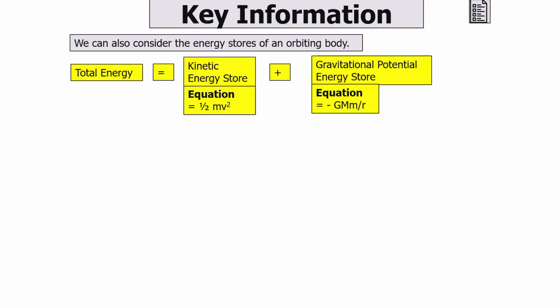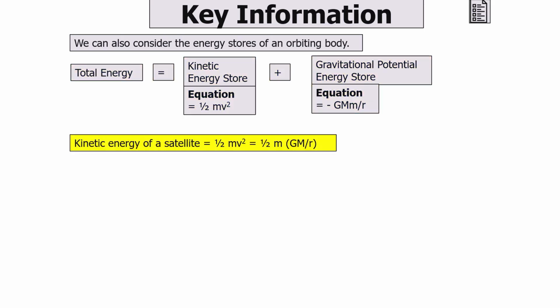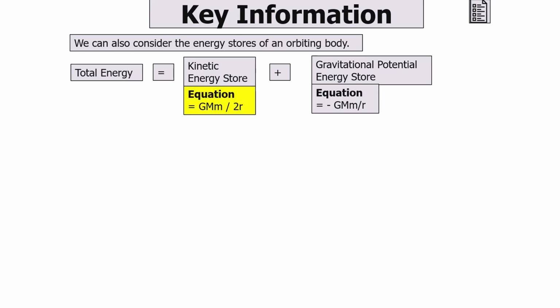So if we go back to our equation saying the total energy is equal to a half mv squared minus GMm over r, we can therefore say that the kinetic energy of the satellite, a half mv squared, is also equal to a half m GM over r. This tells us we could also write it as GMm over 2r. So we can change that in our equation as shown.